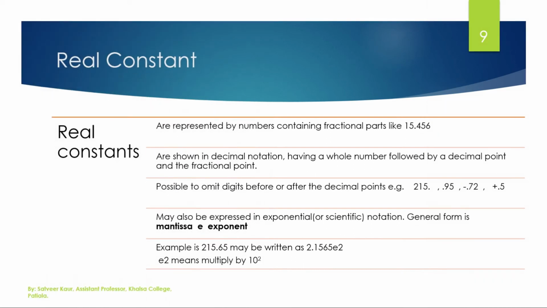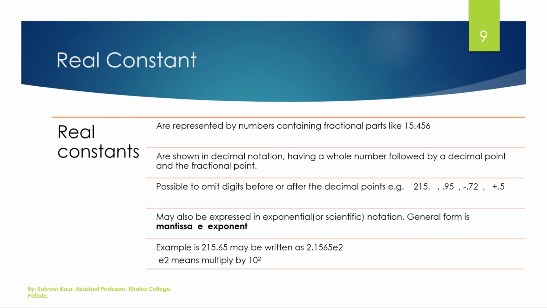The next one is real constant. Real constants are represented by numbers containing fractional parts like 15.456. These are shown in decimal notation, having a whole number followed by a decimal point and the fractional part. It is possible to omit digits before or after the decimal point. For example, you can write 215., .95, minus .72, plus .5. You need not write the 0 here.